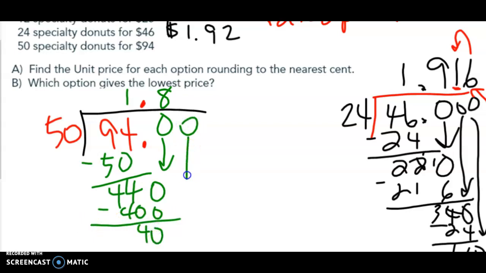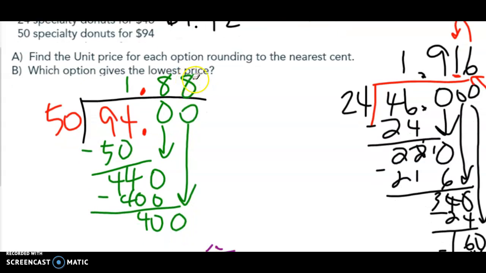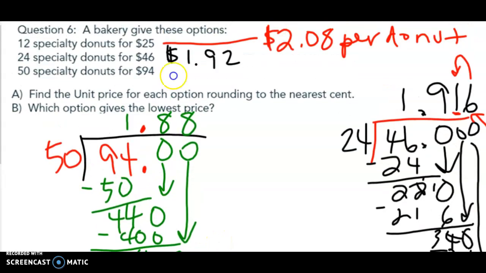I want to keep dividing. I'm going to add a 0 and bring it down. And I know again that 8 times 50 is 400, and my remainder is nothing. So this last group is $1.88 per donut. So the next question is, which option gives the lowest price? Well, the almost $100, the 50 donuts for $94 gives you the best deal.